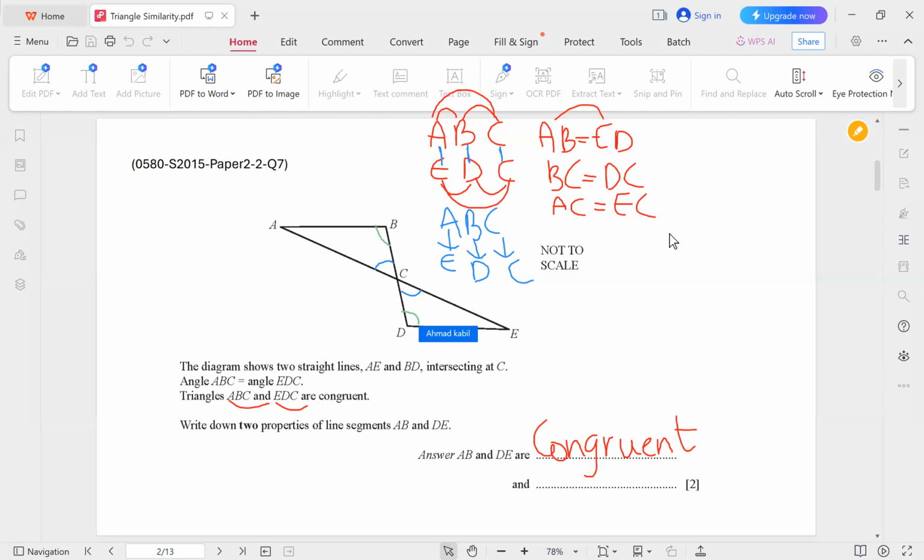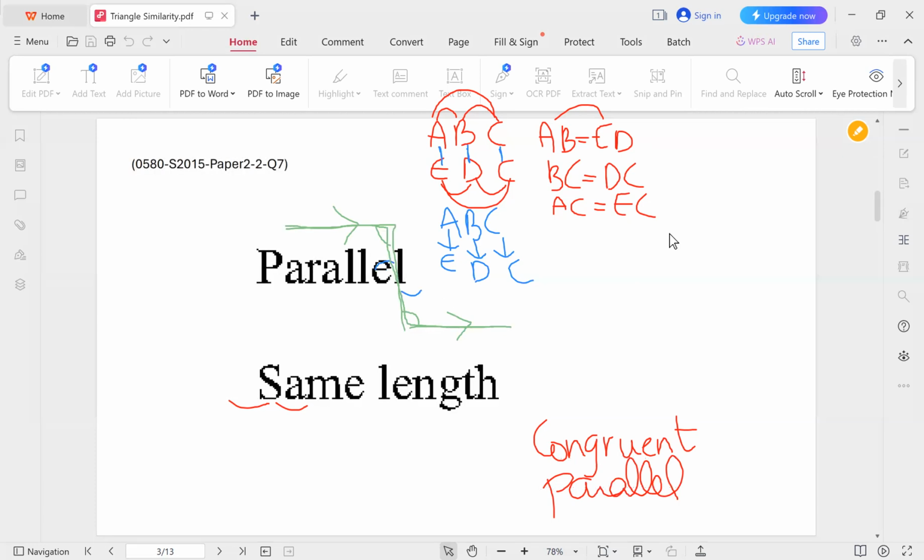And this tells us that we have congruent alternating interior angles. So we have this Z shape here. And because of this Z shape, we can say that these two lines are parallel. So not only are AB and DE congruent to each other, but they are also parallel. This is the second observation that we want to make in this case. And parallel and same length, of course, congruent or equal or same length, they all mean the same thing. So these are the two correct answers here.